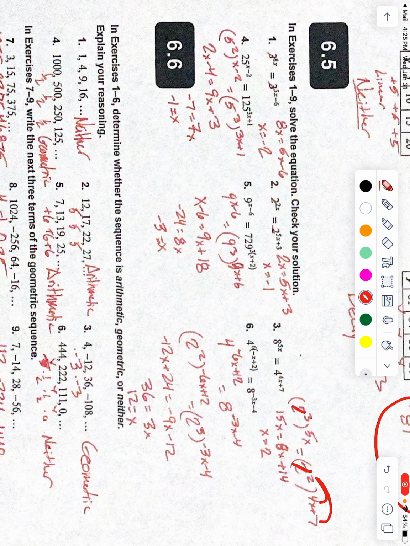When we cross things out, that we distribute the 2 to get 8 and 14. Here, that we distribute the 3 to get -9 and -12. But when we rewrite those, if there are 2 terms up in the exponent, we've got to make sure that we distribute.